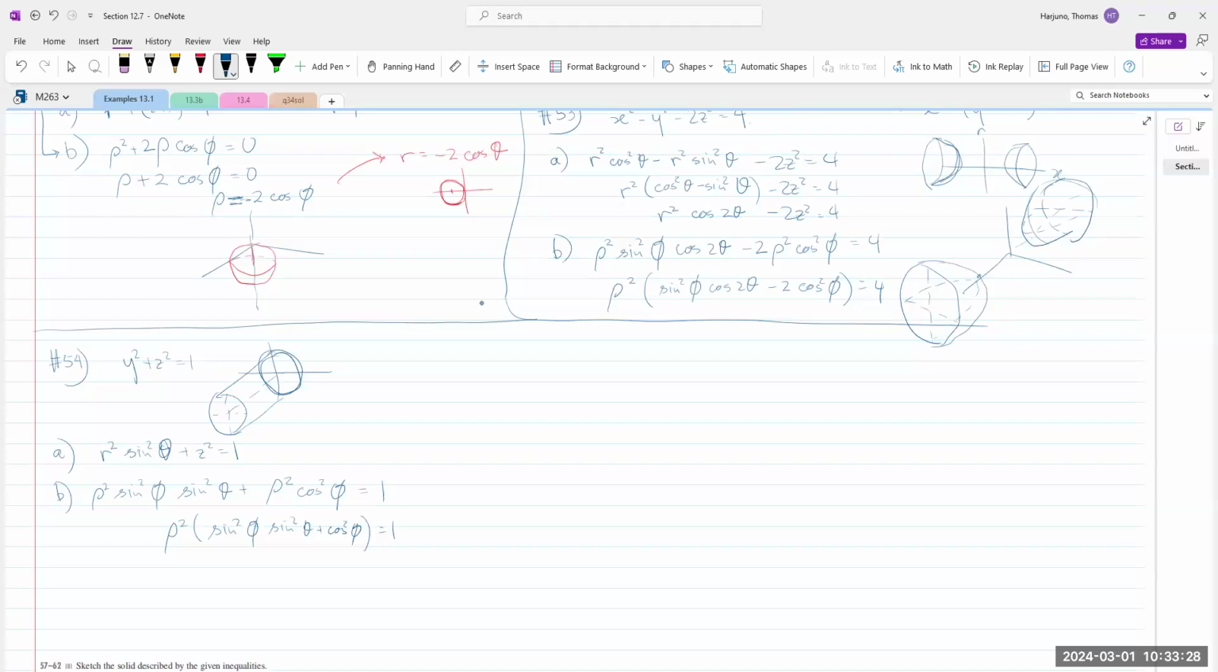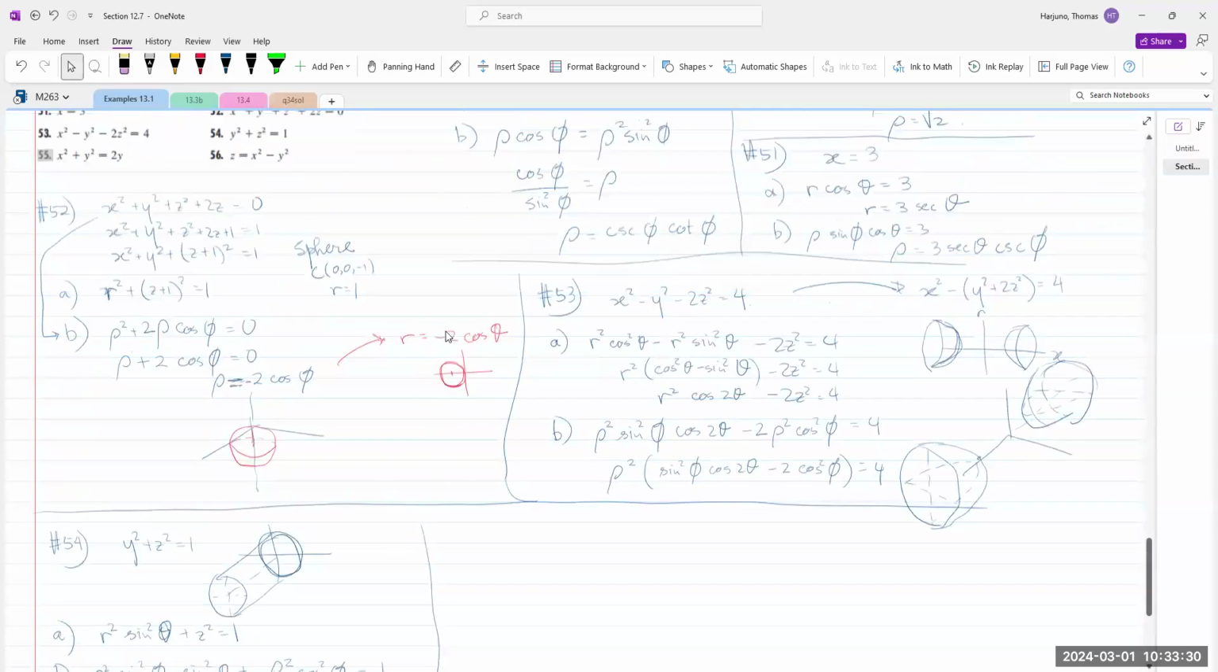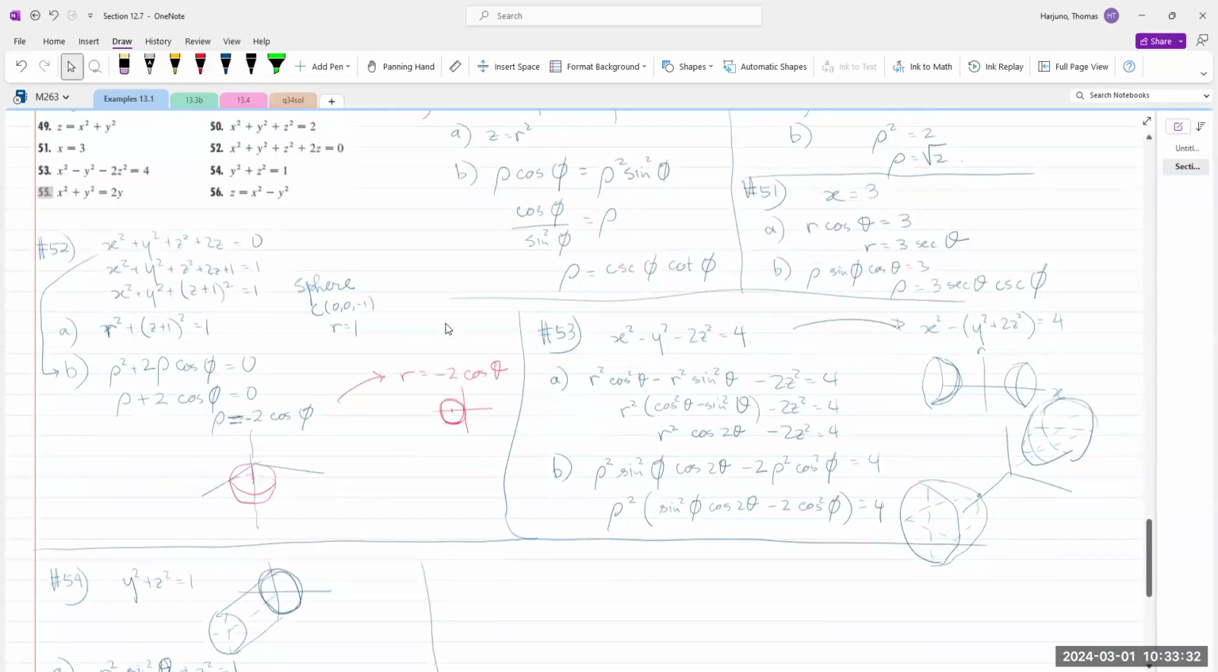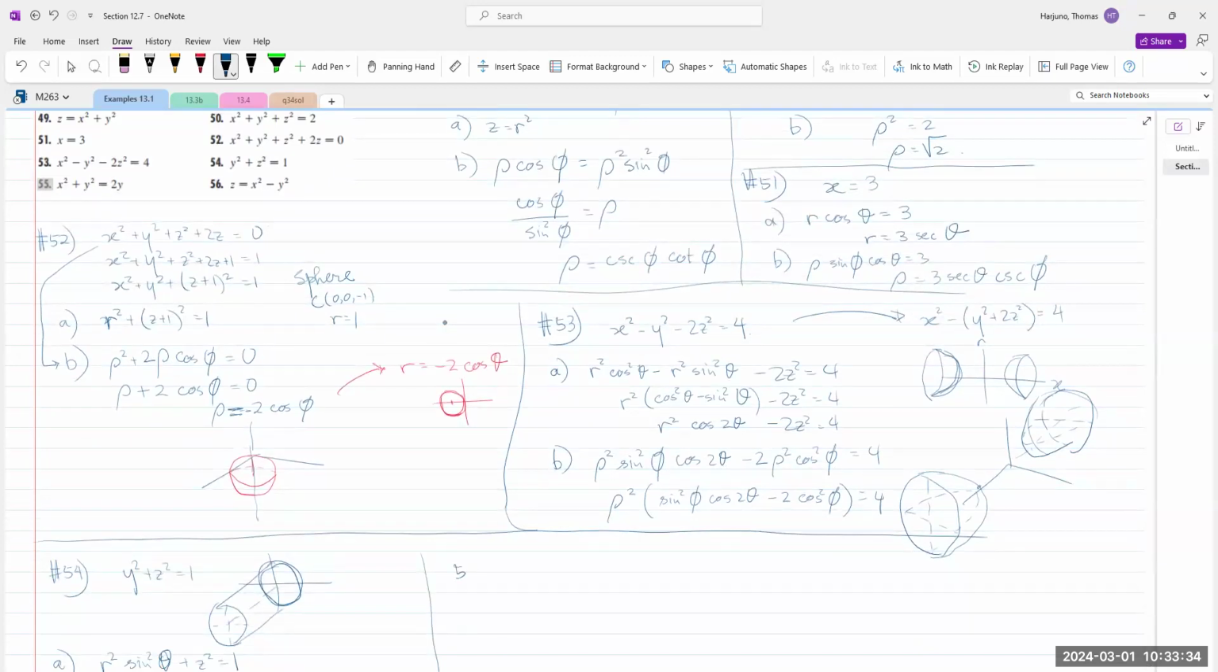Yeah, that's the furthest we can go. Number 55: x squared plus y squared equals 2z. What am I doing? So in cylindrical, this is r squared equals 2z. That's the furthest we can go.